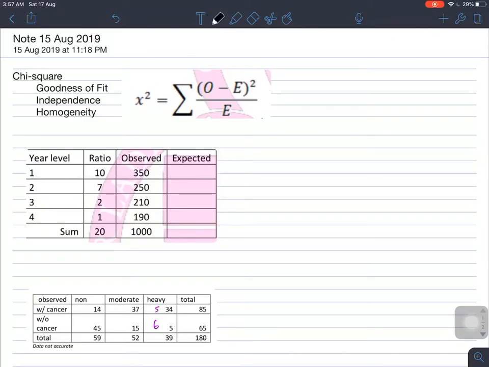Okay guys, so this would be our last lecture for the midterms. This would cover chi-square until prediction. Okay, so let's start with chi-square.